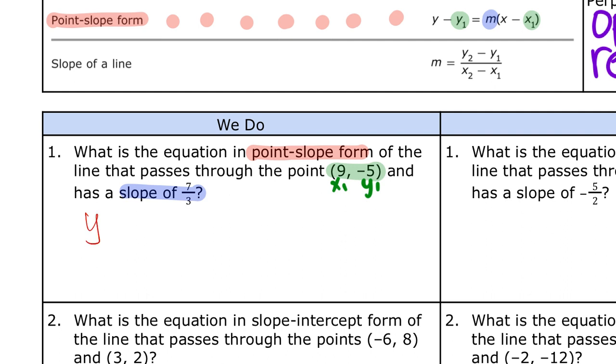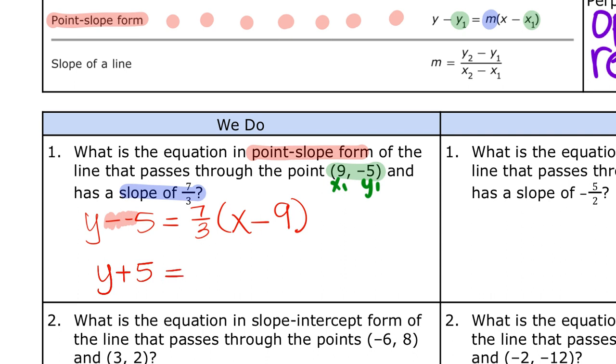So y minus, y1 is -5, equals, then m is 7/3, x minus x1, which we have labeled as 9. Once you plug everything in, you should simplify as much as you can. Right now, this is the only thing I see that needs to be simplified. When you have minus negative, you should write a plus sign. So y plus 5 equals 7/3, x minus 9.